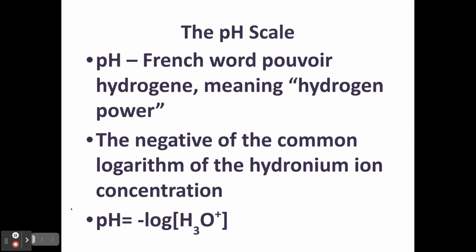Now if we look at pH, this is a French word, which basically means hydrogen power. And so you've probably learned about pH before, and it's going to tell you how acidic or basic something is. But really, it's determined off of the concentration of your hydronium ions. And we're going to use this formula below to figure out pH. So it's the negative log of your hydronium concentration.